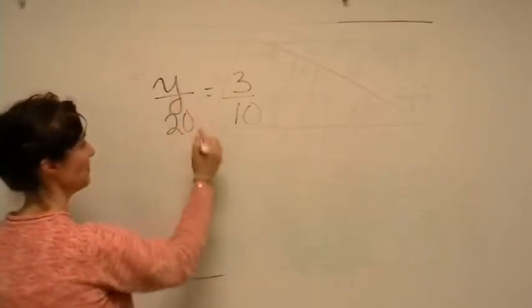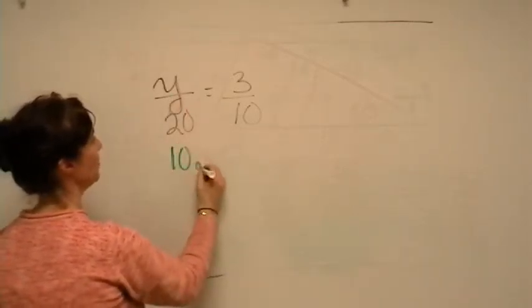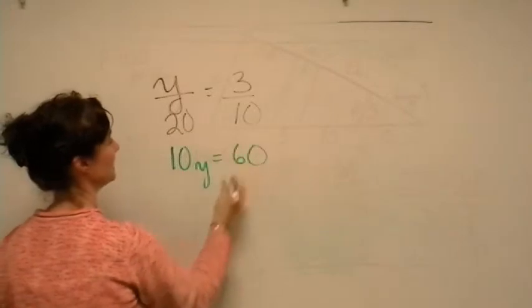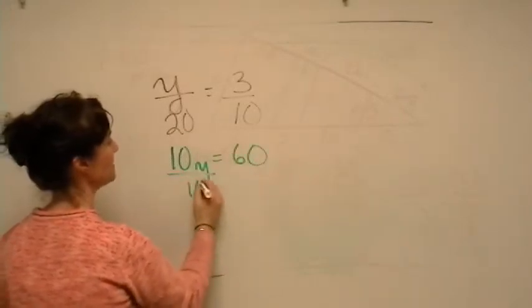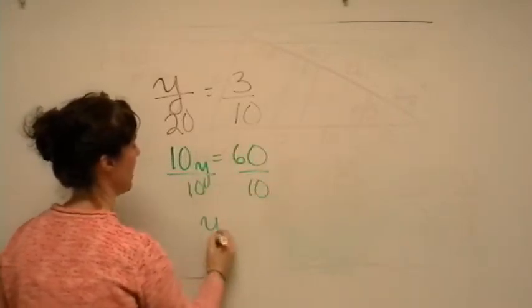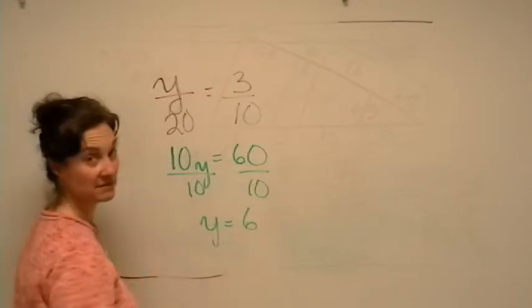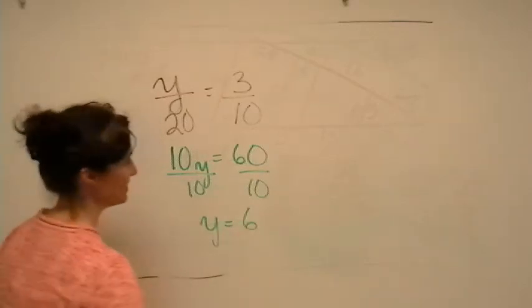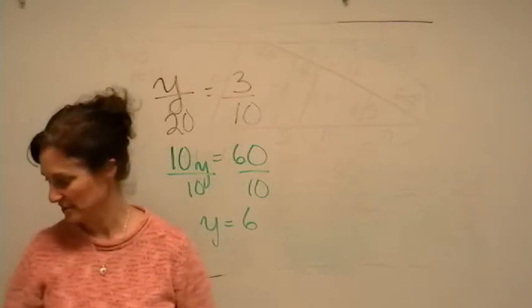You want to do cross products, which is 10y equals 60. Divide both sides by 10, and we get y equals 6. Okay, so that's how you're working these proportions.